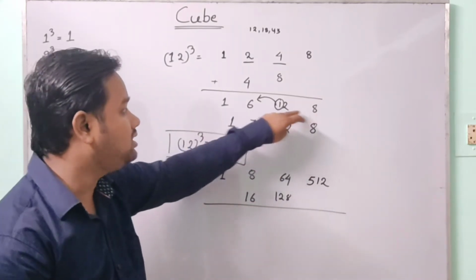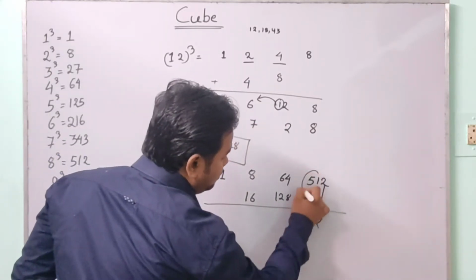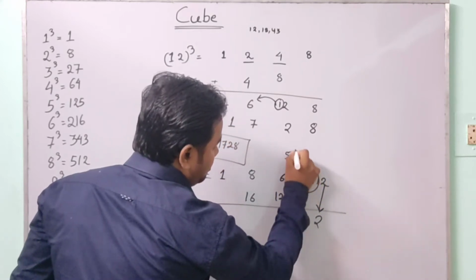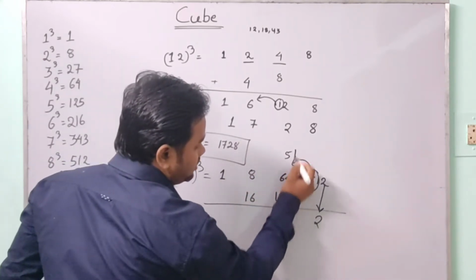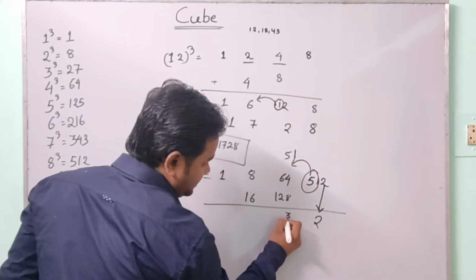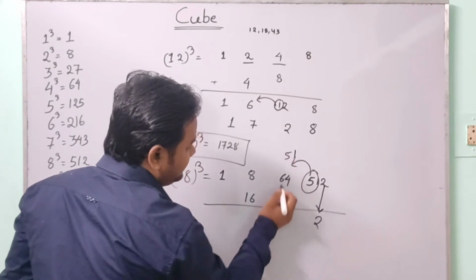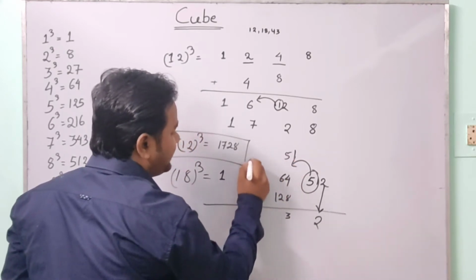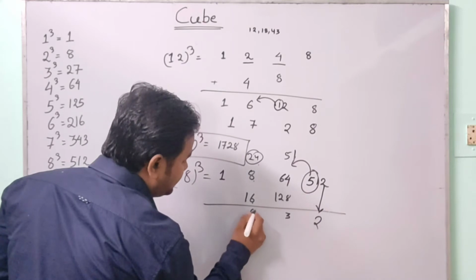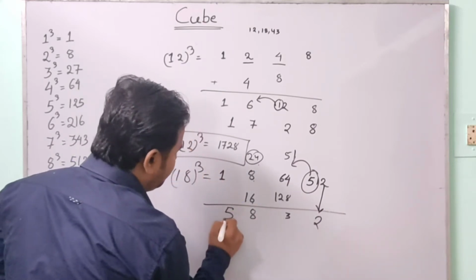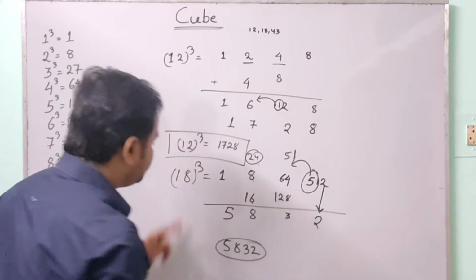Next, my duty is to add these numbers. Here I have started. All this place consists of only one digit. So here I will write only 2, and 51 will be carried to here. So 51 plus 64 plus 128. Here I will get 4 plus 1 is 5, 5 plus 8 is 13. And the carry will be 13 plus 6 plus 5: 13 plus 6 is 19, plus 5 is 24. So 24 will be carried to here. Now 24 plus 8 plus 16 is equal to 48. So 8 will be written here and 4 will be carried. So 4 plus 1 is equal to 5 here. So the cube of 18 is equal to 5832. This is the cube of 18.